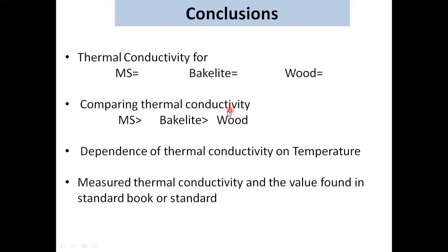And you can compare the thermal conductivity. For mild steel, the conductivity is higher than bakelite, and bakelite's conductivity is higher than wood. Also, you can comment on the dependence of thermal conductivity on temperature, because as you increase the rate of heat supply, you will see some slight change in conductivity for mild steel, bakelite, and wood. You can also mention if you observe a rise in thermal conductivity with the rise in temperature. And the measured thermal conductivity values can be compared with the values given in the standard book and reference, so that also you can mention here.